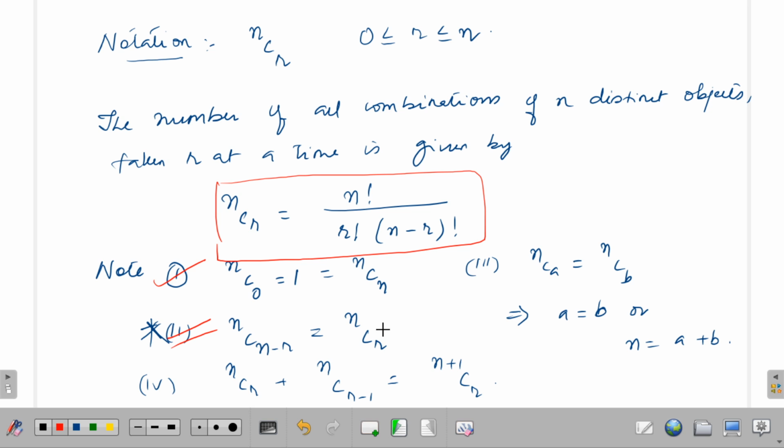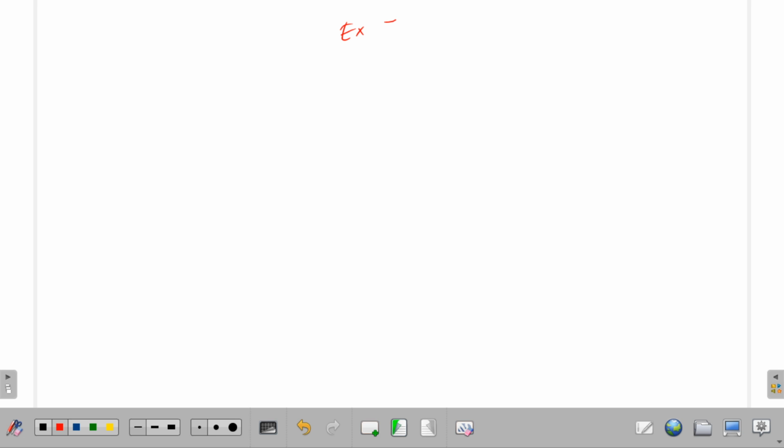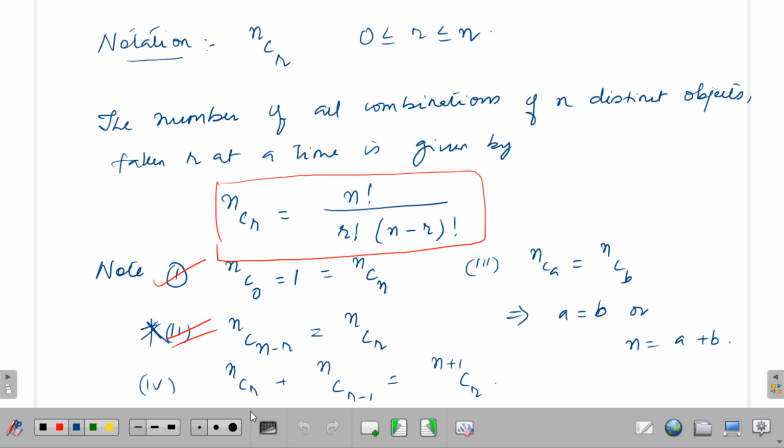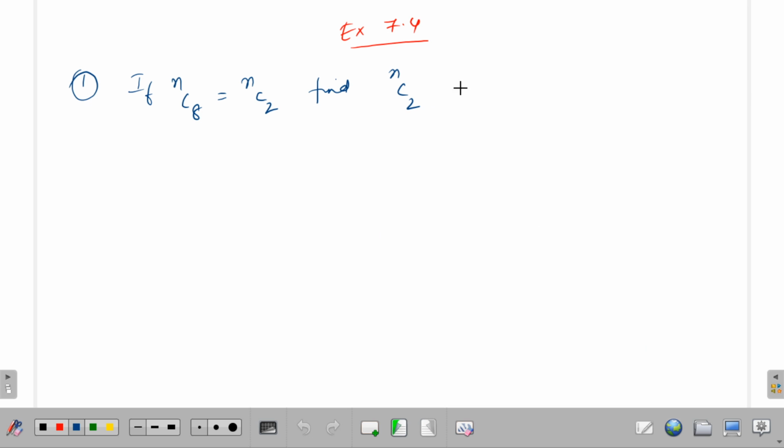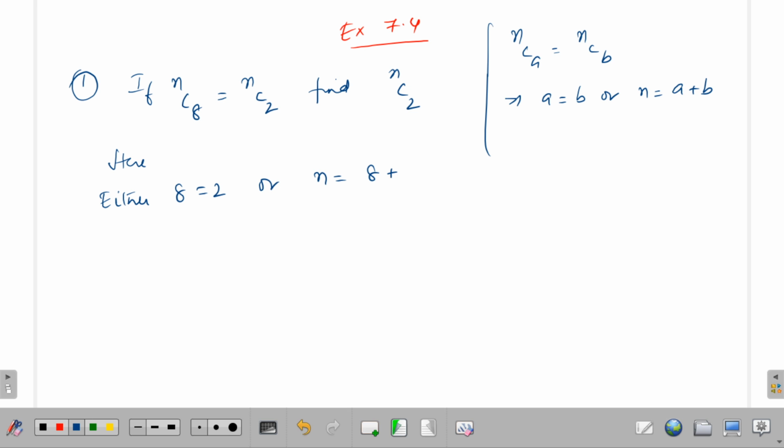Okay, so let's start with the exercise. Your exercise 7.4, question number 1. Question number 1 says: if NC8 is equal to NC2, find NC2. Okay, so let me go with a note. I'm going to apply the formula, point number 3. NCA is equal to NCB implies either A is equal to B or N is equal to A plus B. So here, it will be either 8 is equal to 2 or N is equal to 8 plus 2. Now 8 is equal to 2 is impossible, so this one is rejected. So the value of N, I got it to be 10.